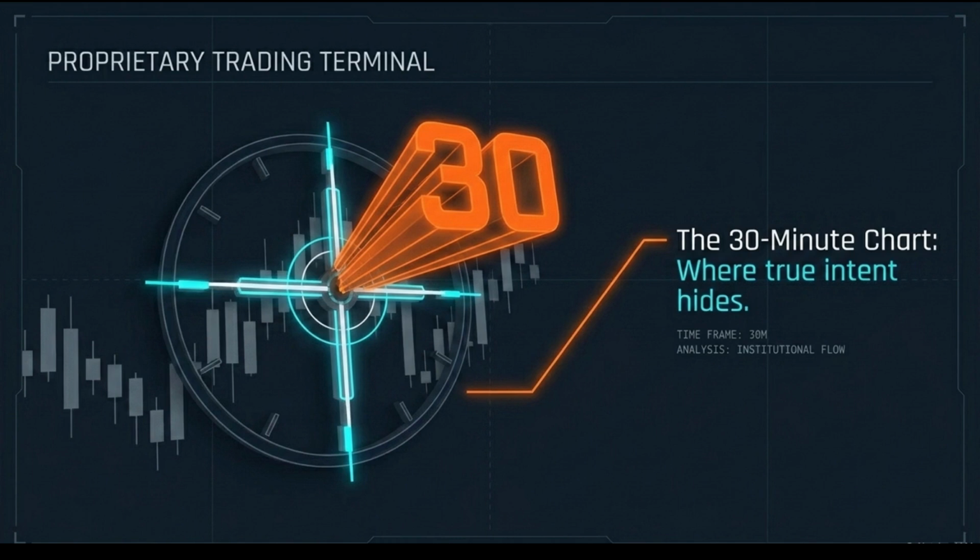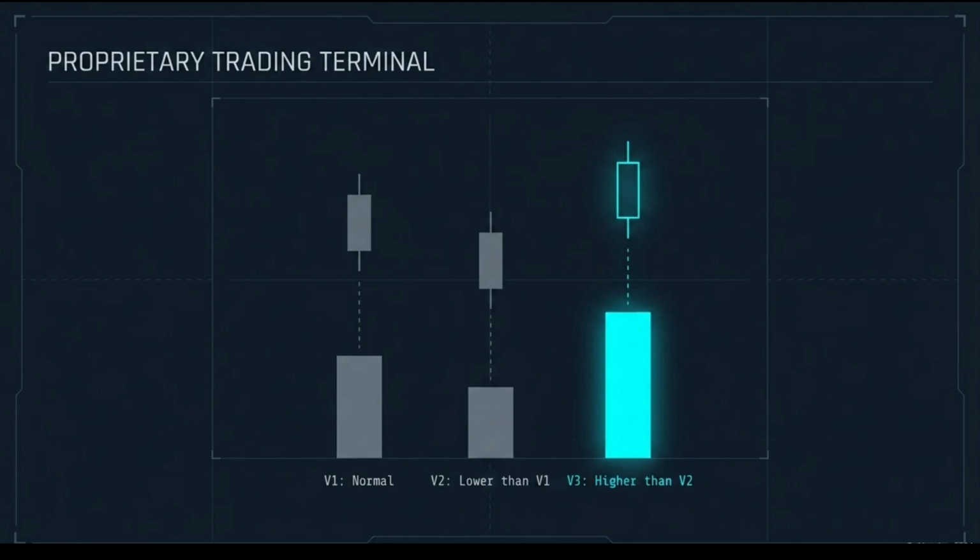The very first rule is to set your chart to a 30-minute time frame to find an institutional footprint. We are looking for a specific sequence of 3 consecutive volume bars of the exact same color. Here is the exact mathematical structure you need to find at the bottom of your chart.